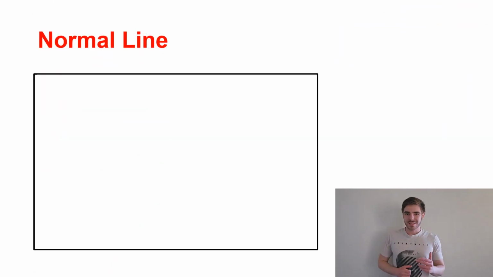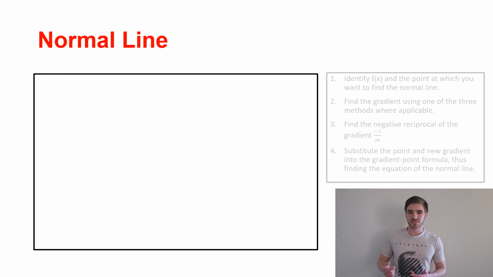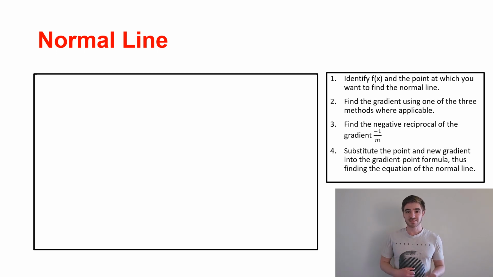Finding the normal line isn't actually much different than finding the tangent line. We're actually going to use a very similar process. The only difference is, instead of finding the line which is parallel to the curve, we're going to find the line which is perpendicular to the curve. All that really means is that when we find the gradient, we're going to then find the negative reciprocal of that gradient, which just means we flip it on its head and then slap a minus sign out the front. Otherwise, it's all the same.